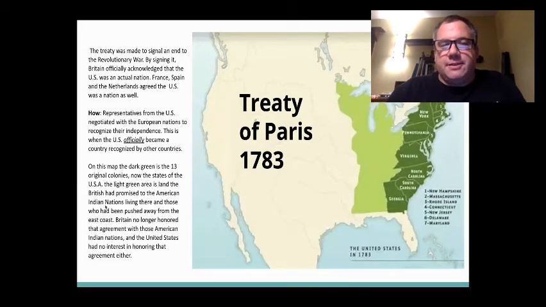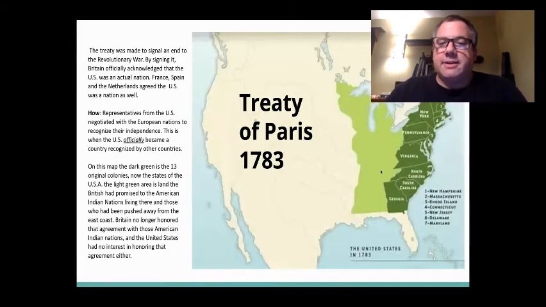And now notice this right here. It said on this map, the dark green is the original 13 colonies. See that? It's red here, it's dark green there, but that's the original 13 colonies. In the Treaty of Paris, though, England gave the United States all the land to the Mississippi, all the land up to the Great Lakes, all the land down to Florida, which was still controlled by Spain.